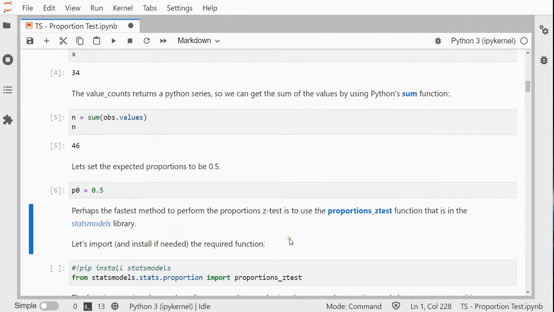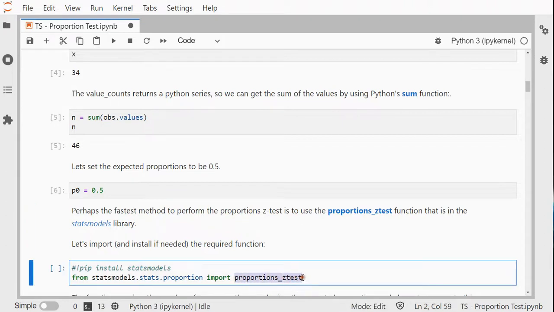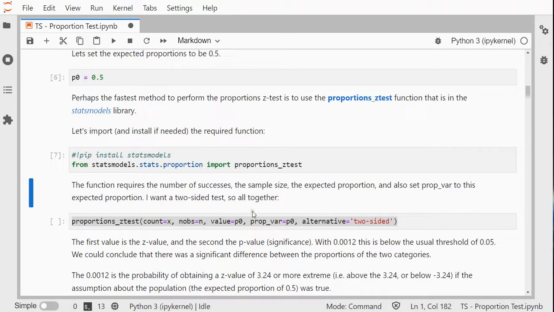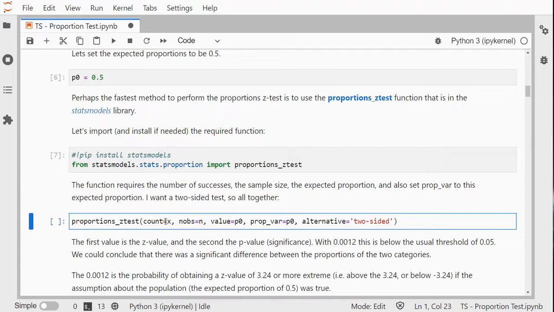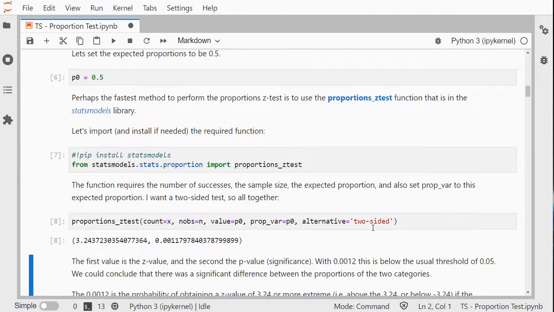Probably the fastest way to perform this proportion Z test is to use the function called proportions_ztest from statsmodels. Once I've loaded that in, I can simply use it by setting my observed count of successes, my total sample size, and my expected proportion. Also, the proportion variance should be set to that expected proportion, and I want to see a two-sided test.